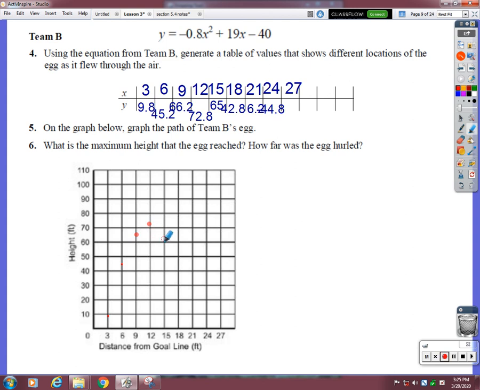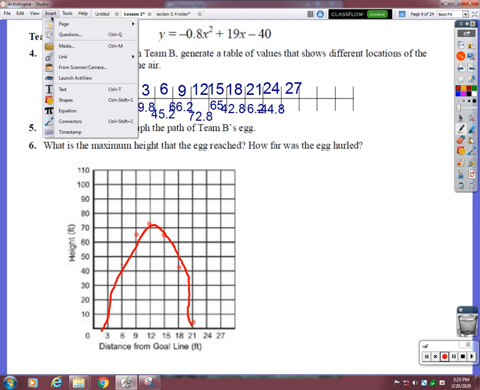So 15 is 65, 18 is 42.8, 21 is 6.2, and then I stop there because at 24 you can see it starts going negative, so it's underneath the ground or whatever, so I'm not going to mess with that. So the flight looks like that.